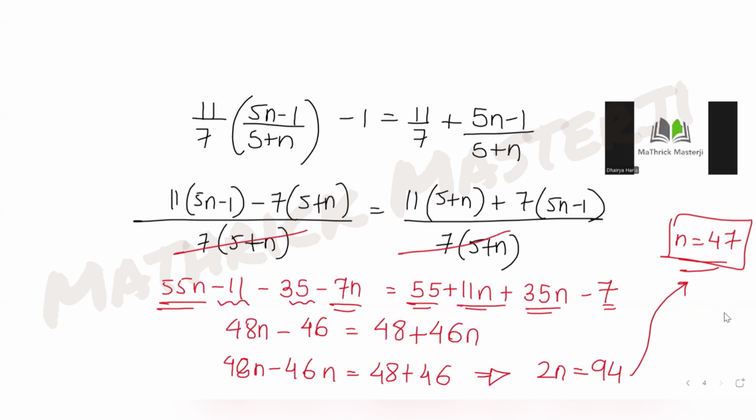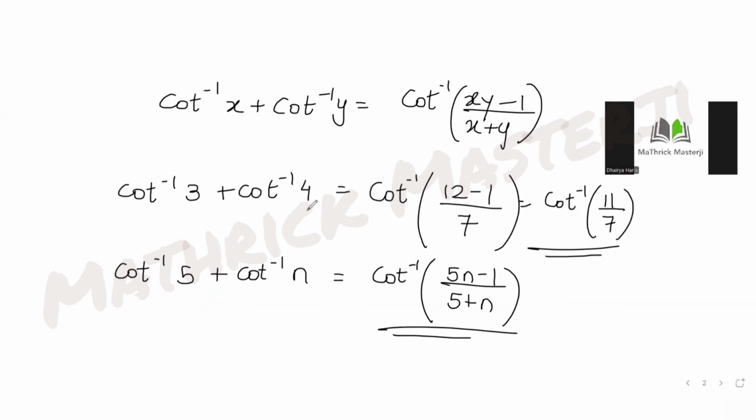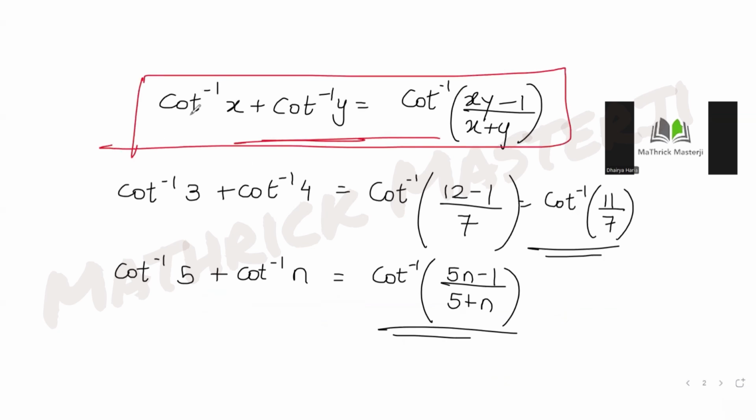I hope you have understood how to solve this type of question. This question was pretty easy. We have to use only one formula for the entire question, and that is cot inverse of x plus cot inverse of y gives me cot inverse of (xy minus 1) divided by (x plus y). So this is how you solve this question.